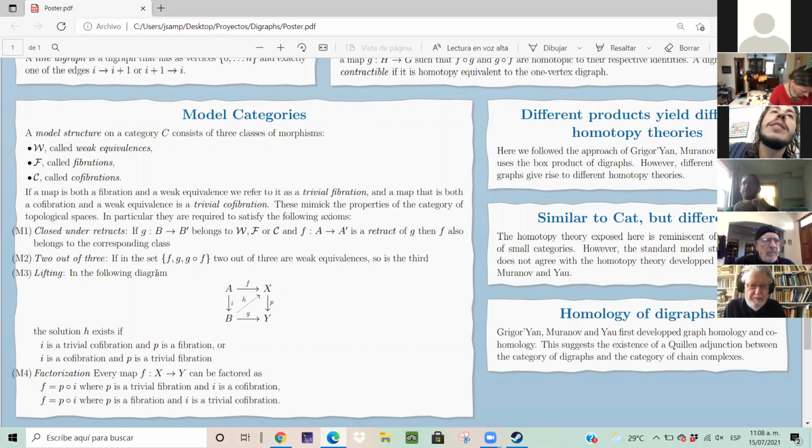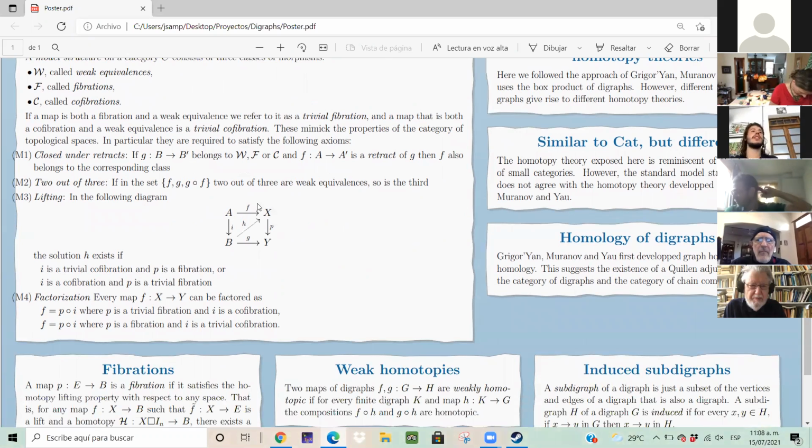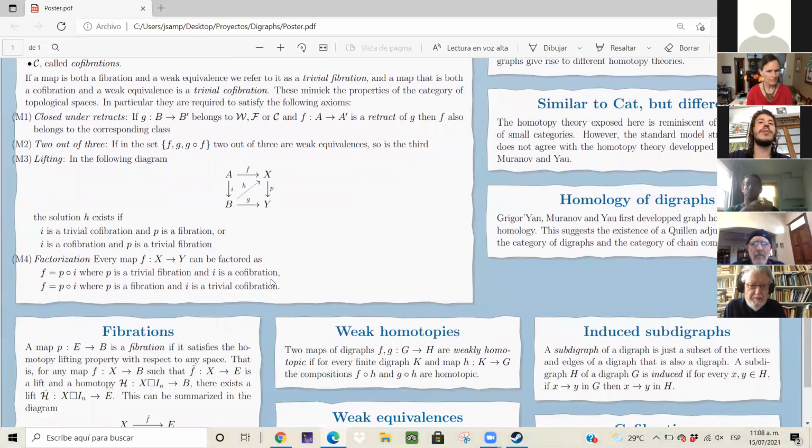And the weak equivalences have to satisfy the 2 out of 3 property. If F, G, and G composed with F are maps, and 2 of the 3 are weak equivalences, so is the third. Then the lifting axiom states that in this commutative diagram, if either i is a trivial cofibration and p is a fibration, or p is a trivial fibration and i is a cofibration, there exists an h that fills the diagram, so a solution to this lifting problem. And finally, the factorization axiom, which says that every map can be factored as a cofibration followed by a trivial fibration, and vice versa.